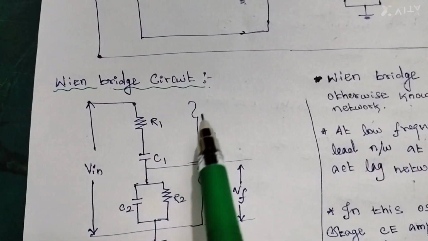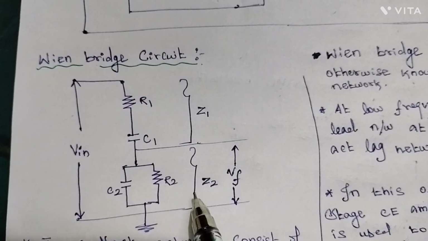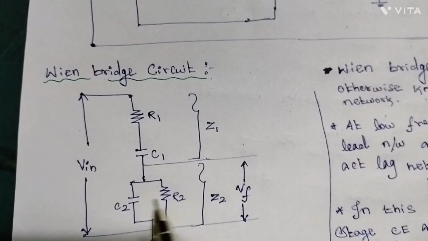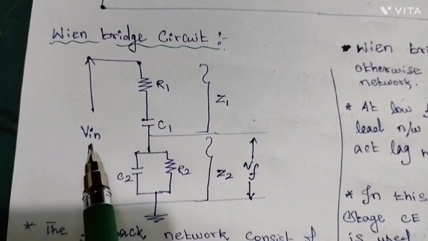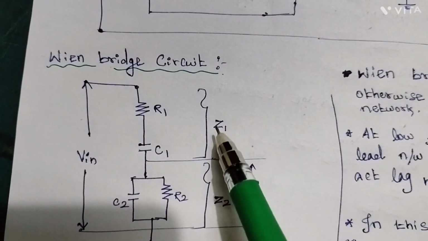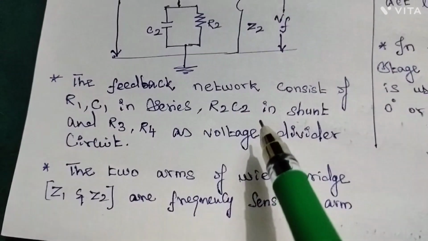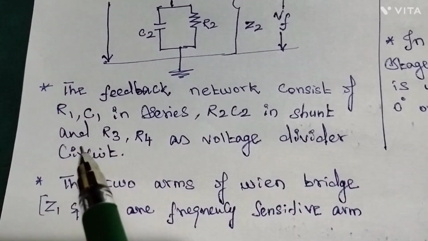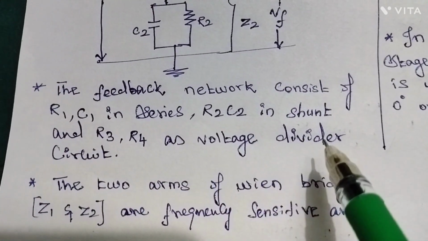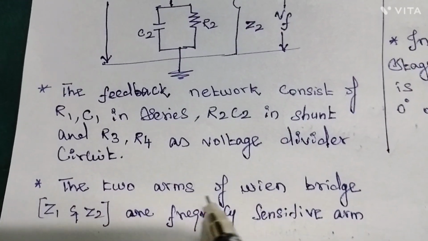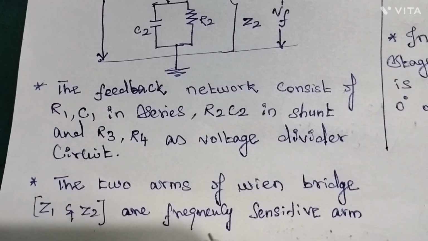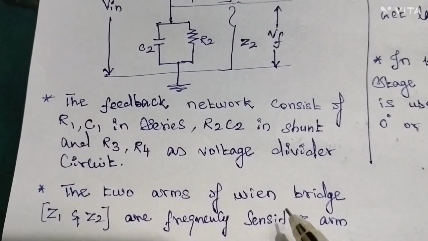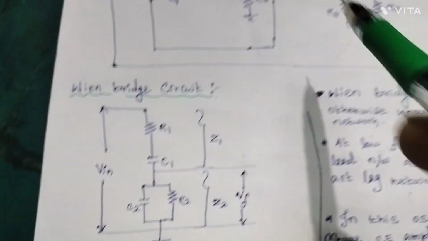Here we have Z1 and Z2. Vf is the feedback voltage, and Vin is the input voltage. Here is ground, and Z1 and Z2. The feedback network consists of R1 C1 in series, R2 C2 in shunt, and R3 R4 as a voltage divider circuit. The two arms of the Wien bridge, Z1 and Z2, are frequency sensitive arms. As said earlier, it doesn't produce any phase shift.